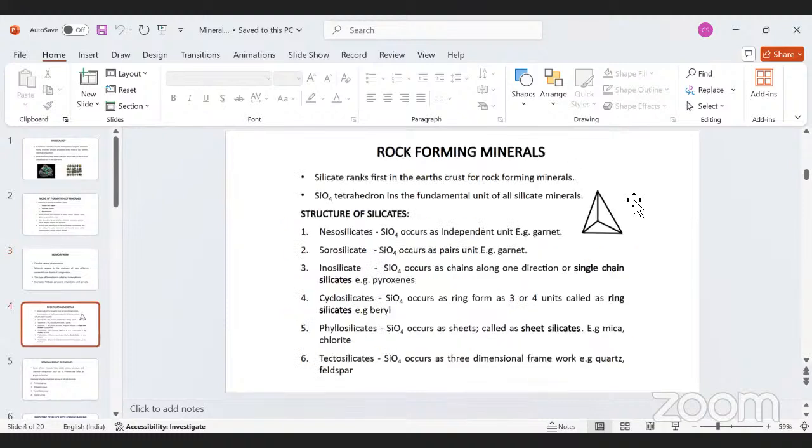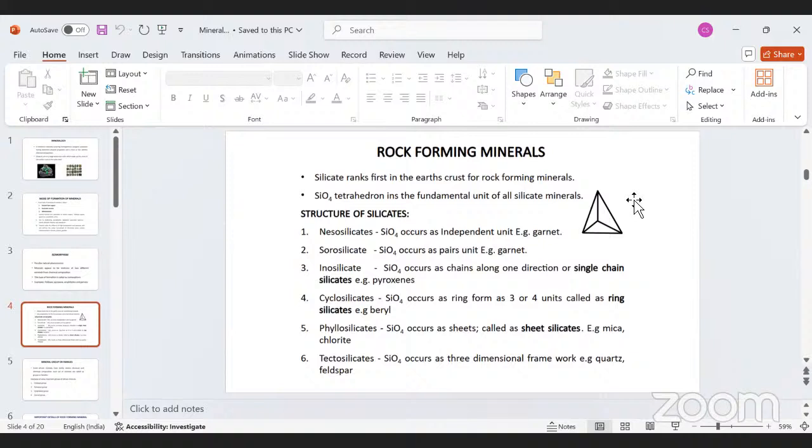Here, the first one is the rock-forming minerals, based on the silicate and silica availability, the availability of a silica formation in different rocks. The silicate formations or silica rocks occupy the first place among rock-forming minerals in the earth's crust. So here we see the silica structure, or silicate structure.